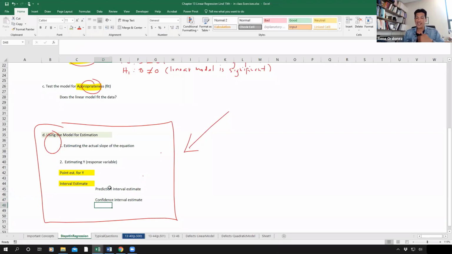Okay, there's a subtle but important difference between these two. The prediction interval estimate is used when you want to estimate the true value of y given x. Oops, correct the spelling there.